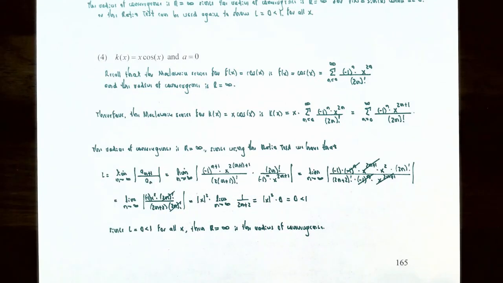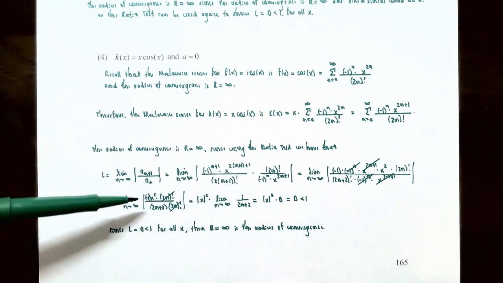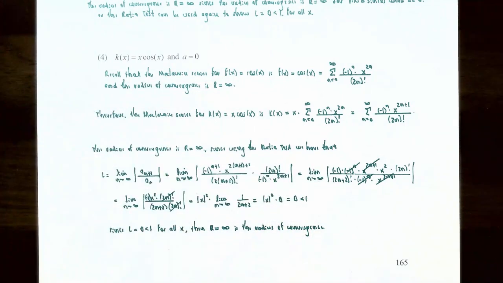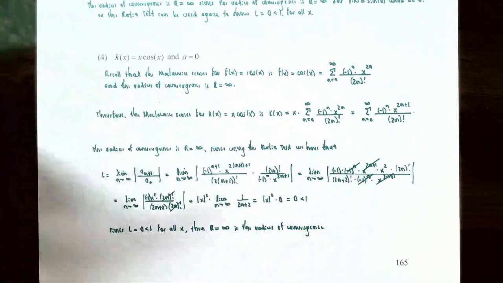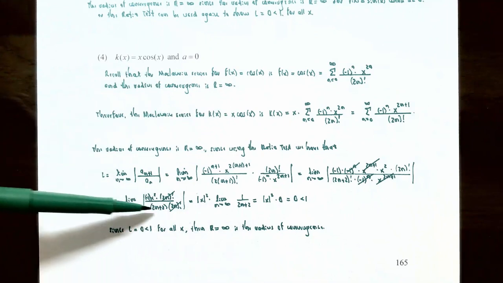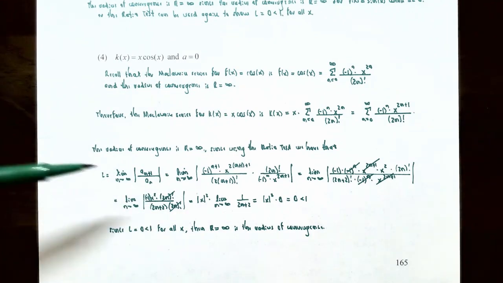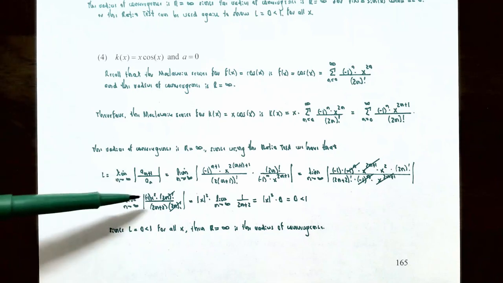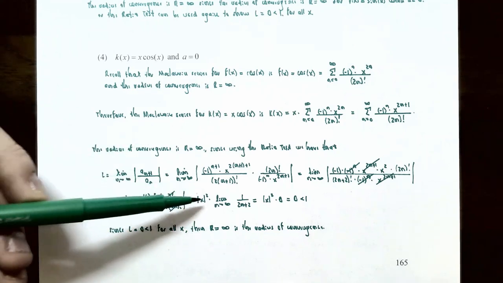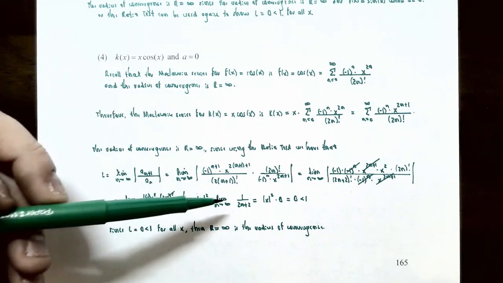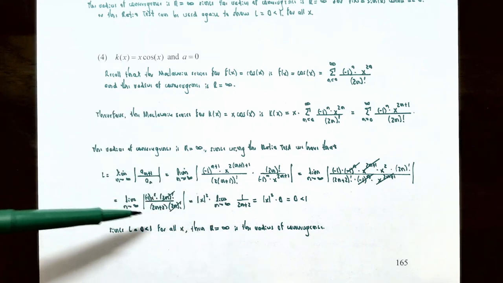So after you simplify anything in common with the numerator and denominator, you'll have a limit as n approaches infinity of the absolute value. You have a negative 1 left over, you have an x squared left over, and then you have a 2n plus 2 factorial in the bottom of the fraction and a 2n factorial in the top, so you have a 2n plus 2 left over after you cancel out 2n factorial from the top and the bottom. So the absolute value of negative 1 is 1, the absolute value of x squared becomes absolute value of x squared, times the limit of what's left over that involves n. It'll be the limit as n approaches infinity of 1 divided by 2n plus 2.